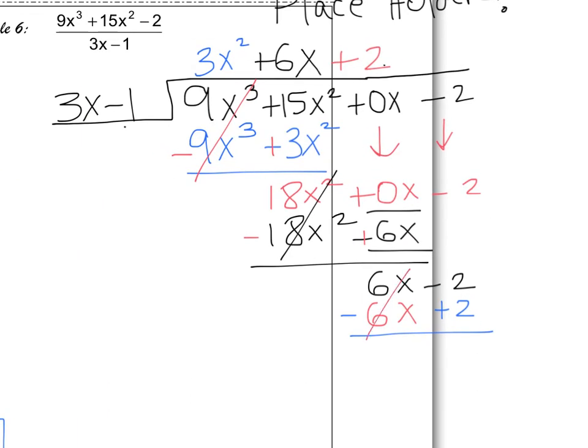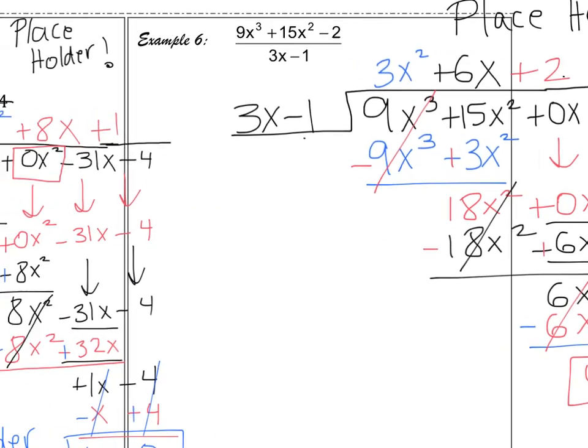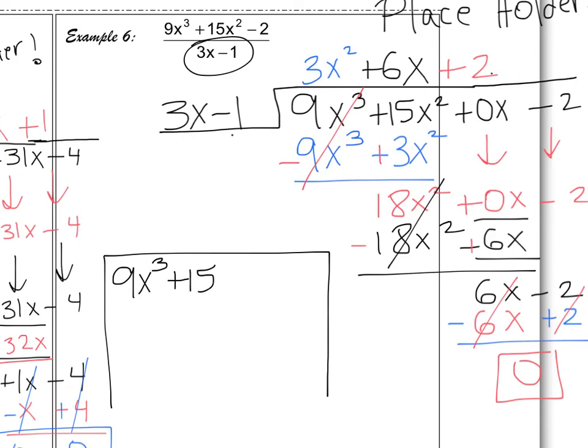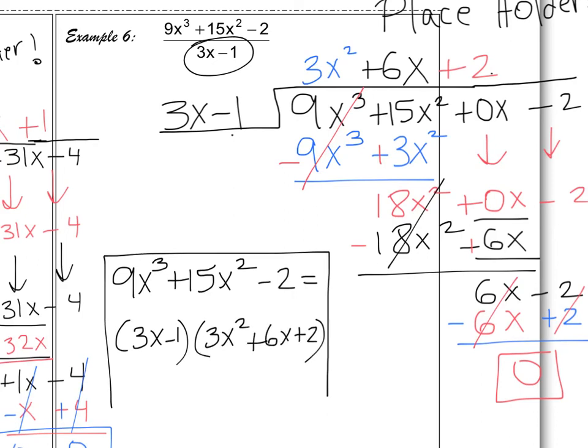These are canceling out, so remainder is a 0 in this case again. So that means that 3x minus 1 is actually a factor. To write this, you can write it as such. 9x to the power 3 plus 15x to the power 2 minus 2 is equal to 3x minus 1, the divisor, times the quotient, which is 3x to the power 2, plus 6x plus 2. So as you can see, these are factors. Don't forget that. Okay? So that's everything for dividing with binomials.